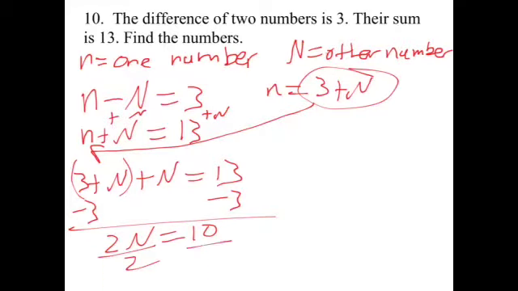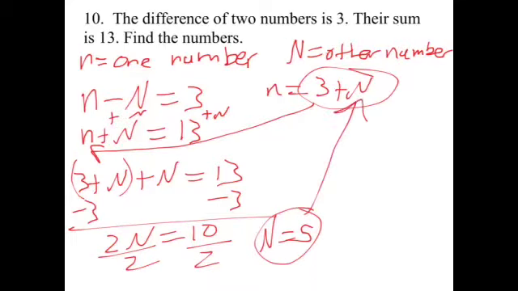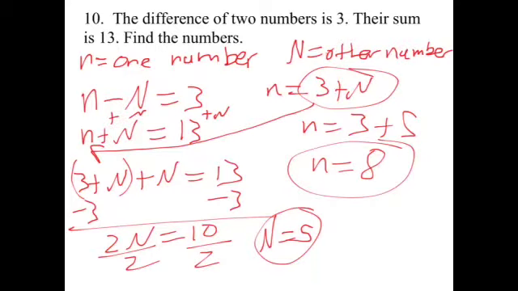Divide both sides by 2. Capital N is going to be 5. And you can take that and plug into the equation that solves for little n. So you'll get little n equals 3 plus 5. So little n is 8. So their difference is 3, their sum is 13, and those are our two numbers. Actually, really similar to the last problem.